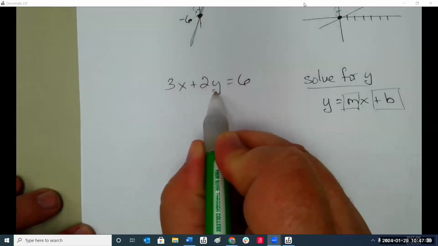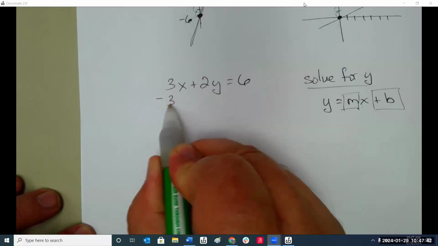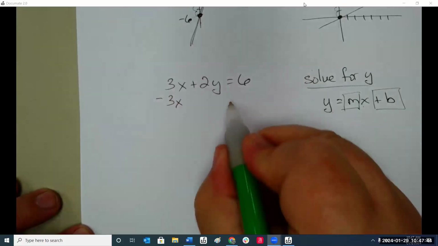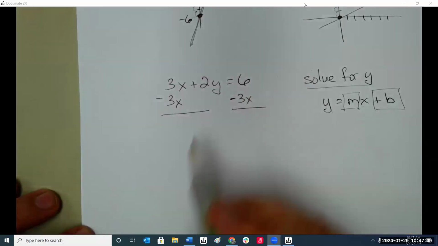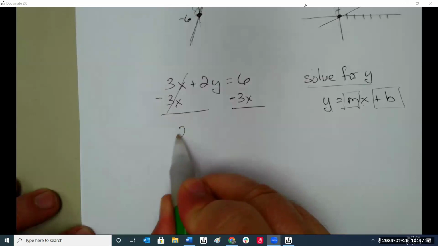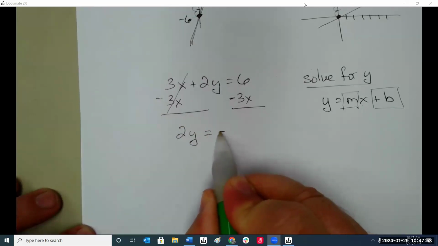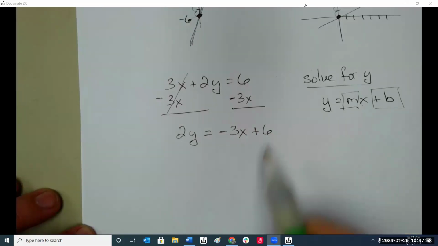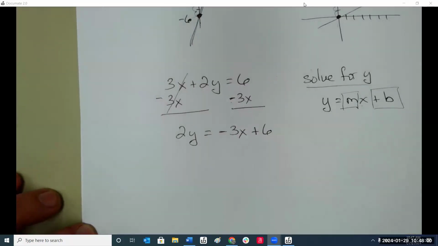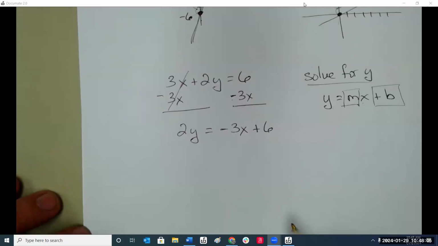So first thing we have to do, since we're solving for y, get rid of the 3x. Subtract 3x from both sides. So we have negative 3x, positive 6. This is y by itself. What do we have to do? To get y by itself, what do we have to do?